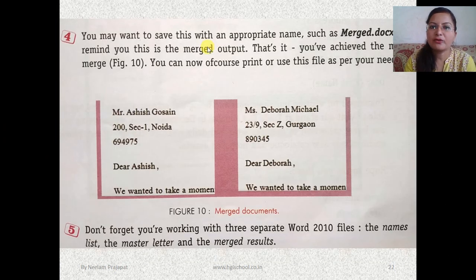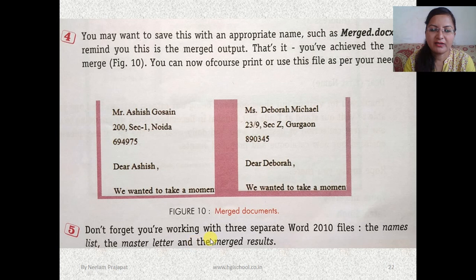Now you may want to save this with an appropriate name. So here it is merged.docx. Remember, this is the merged output, the final letter. That's it. You have achieved the mail merge. You can now of course print or use this file as per your need. You can see the title, first name, last name of your friend, address and contact number of the friend. Here it is Dear and the first name on the letter. And there will be the same letter for all your friends.